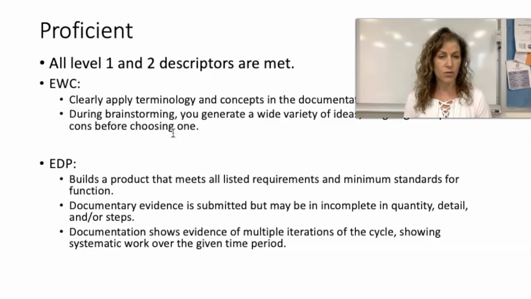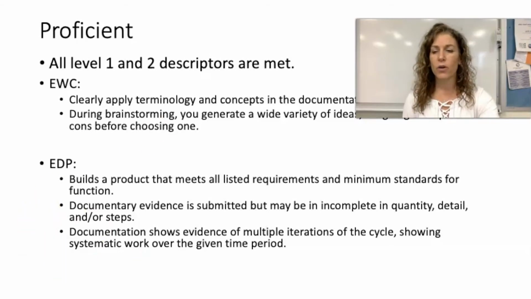With the engineering design process, you're going to build a product that meets all listed requirements and minimum standards for function, and the documentary evidence is submitted, but you may be missing things here and there, quantity details or steps that are important, and you show evidence of multiple iterations of the cycle. So you can't just hand in one iteration, right? You show multiple. That's usually at least 3. Showing systematic work over the given time period. In other words, you didn't just do it all in one day right before it was due.